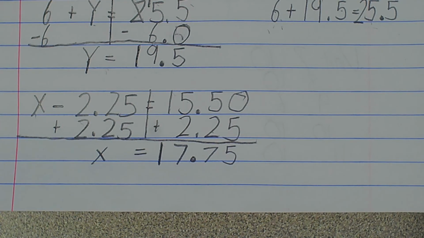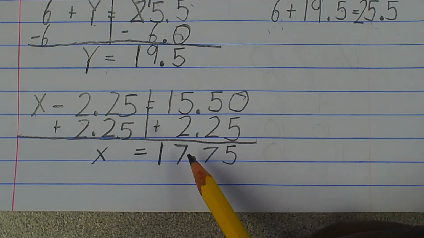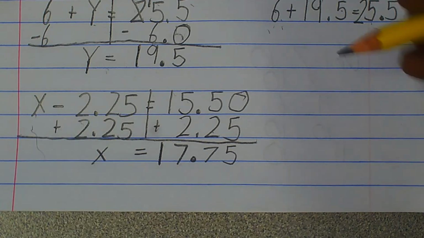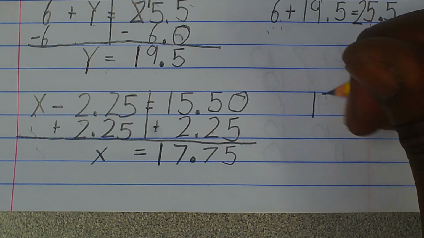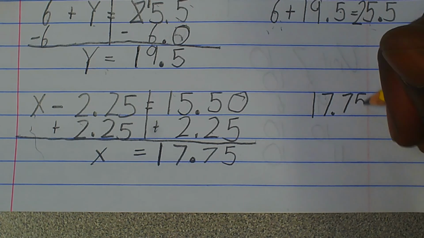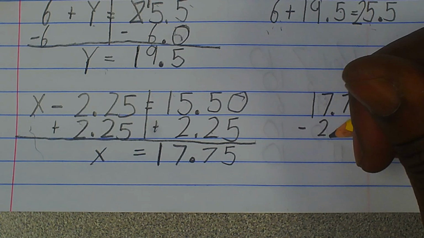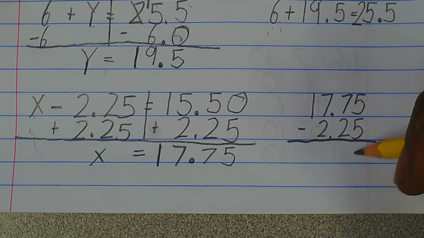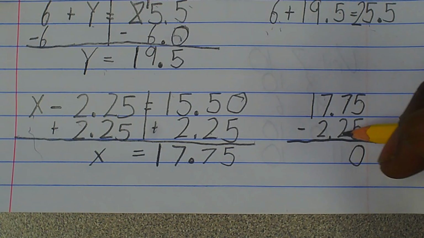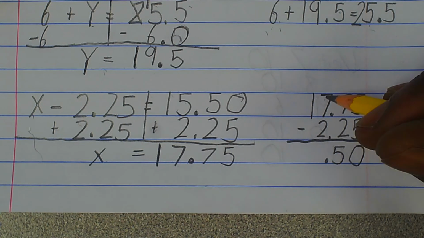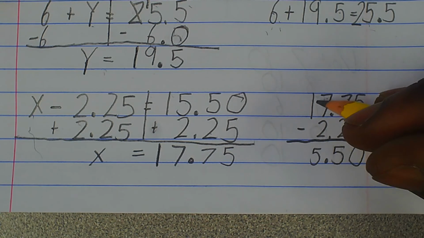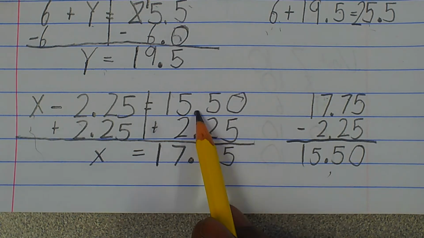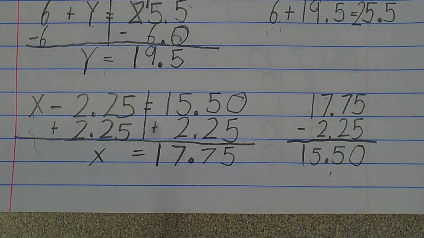Okay? And of course, we can check this by substituting 17 and 75/100 for the x. So here I'm going to do that to the side. 17 and 75/100 minus 2 and 25/100. Of course, 5 minus 5 is 0. 7 minus 2 is 5. Bring down the decimal point. 7 minus 2 is 5. And then we have 1. So this value here equals this value. Okay? Are there any questions so far?